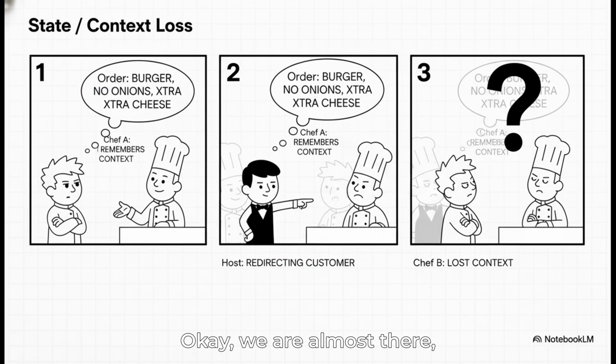Okay, we are almost there. But this new system has created one last tricky problem. Let's call it the forgotten special order. Imagine a customer places a really complex order with Chef A, no onions, extra cheese, gluten-free crust. But then our super efficient host sends that customer over to Chef B to pick up their pizza. Chef B looks at them blankly. They have no idea what that special order was. The state of that customer's request, it's been lost.